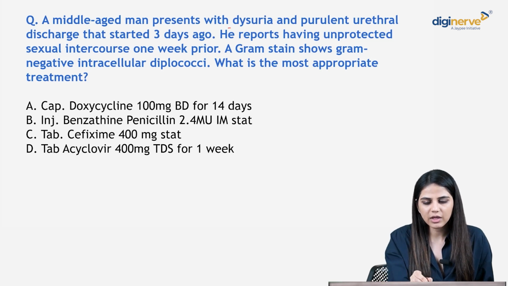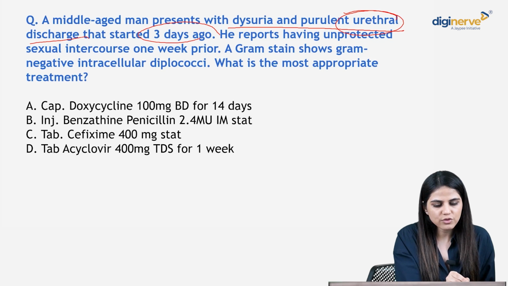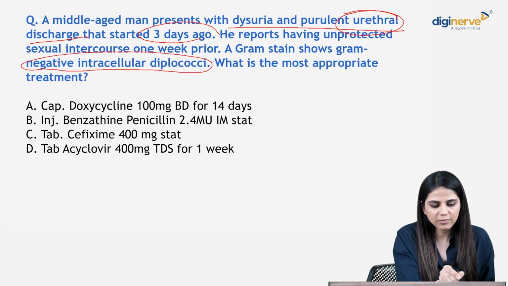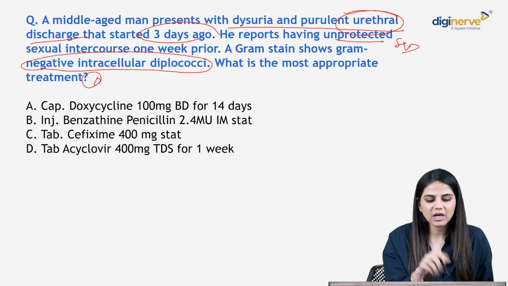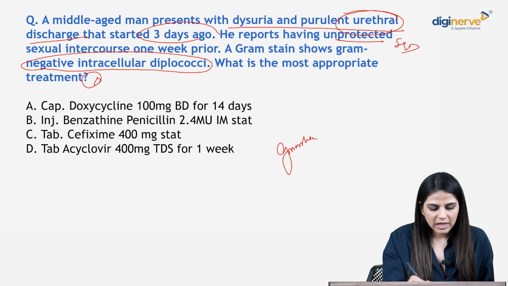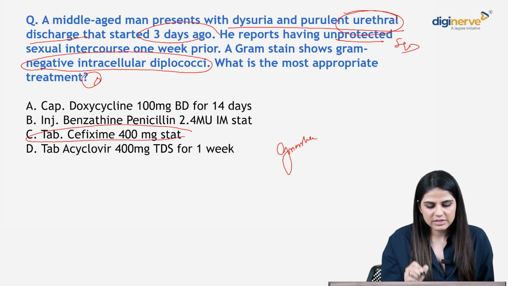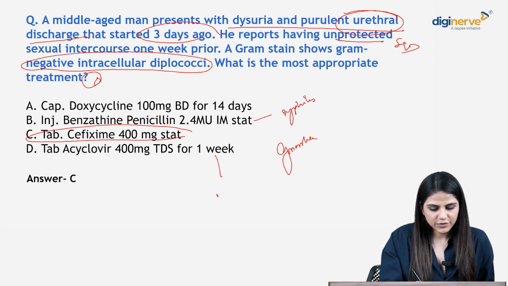Middle-aged man, dysuria, purulent urethral discharge. My first clue: 3 days ago, alright, the incubation period. Gram stain shows gram-negative intracellular diplococci. Second, unprotected sexual intercourse pointing to STD. So gram negative, we are talking about gonorrhea. And the correct answer is cefixime 400 stat. Alright. Syphilis, benzathine penicillin. Acyclovir for herpes.